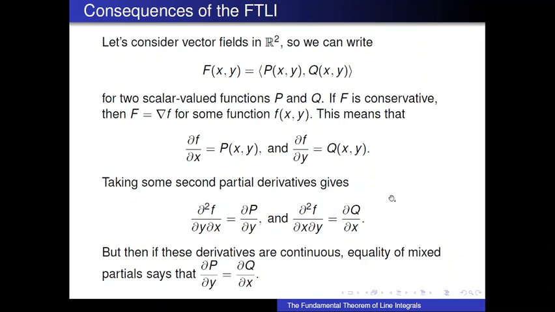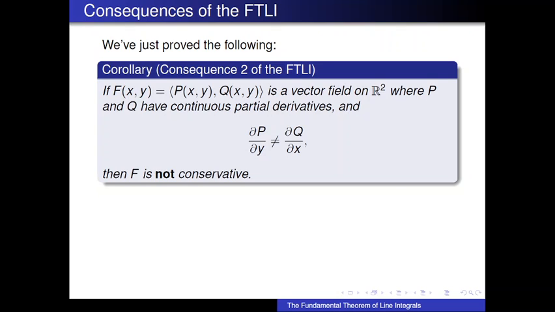Very nice. So now we've just shown that if big F equals, say, p in the first component and q in the second component, and if p and q have continuous partial derivatives, so we can apply the equality of mixed partials for some potential function little f, and if the partial derivative of p with respect to y does not equal the partial derivative of q with respect to x, then the vector field F that we started with is not conservative. In particular, there cannot be one of those potential functions little f.